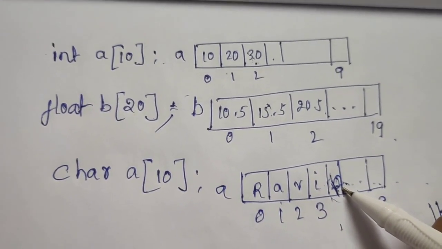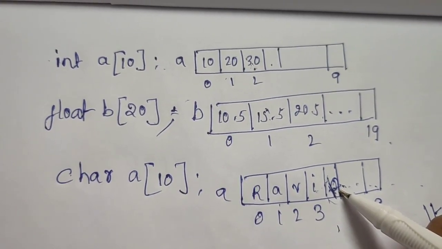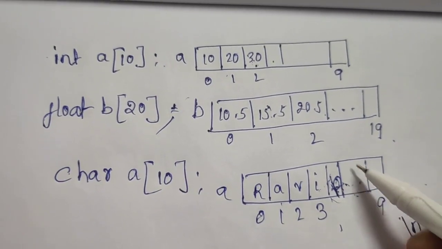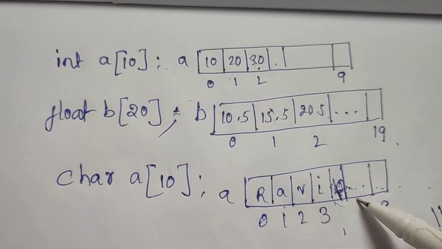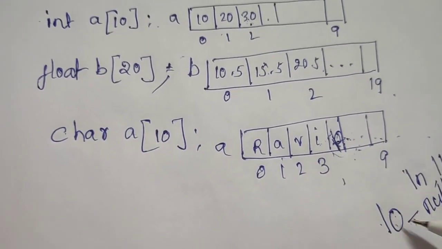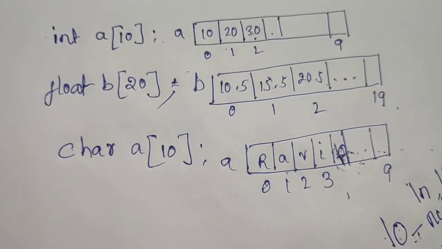So how do we differentiate between 1D arrays of numericals and 1D arrays of characters? We end the character array with a special character called the null character, that is /0.